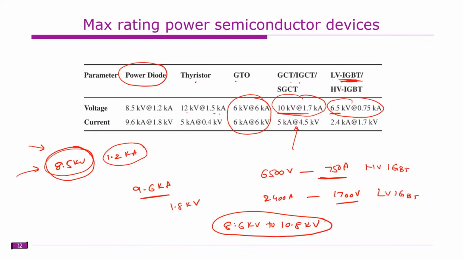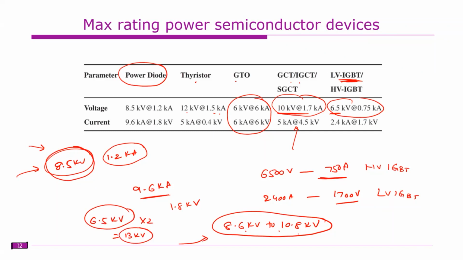This will not withstand 8.6 kV or 10.8 kV. So what we have to do is connect two switches in series so that the blocking voltage will be doubled. For example, if you select 6 kV switches, two in series will block around 13 kV, which is much higher than required. Therefore, we have to look at other options.